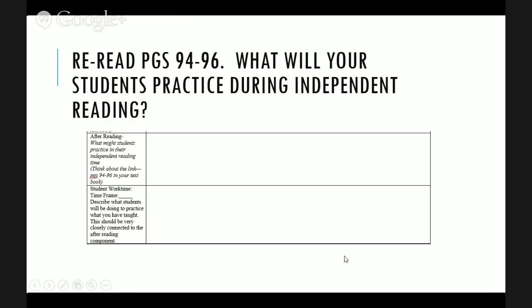All right, so hopefully that was successful for you and you're feeling like you're ready to go to the after reading chunk of your lesson plan. The first thing I want you to do is read pages 94 to 96. This is going to talk about the link of your lesson plan, or essentially the off you go.